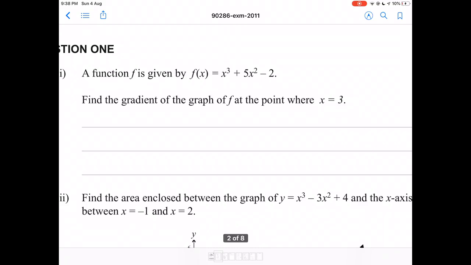Okay, so basically, what are the different skills that are really required? The first thing you need to be able to do is find the gradient at a specific point. For example, the question gives you a function and an x point, and they want you to find the gradient at that x point.